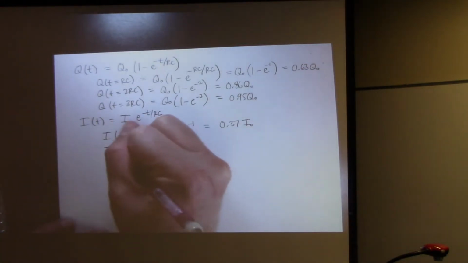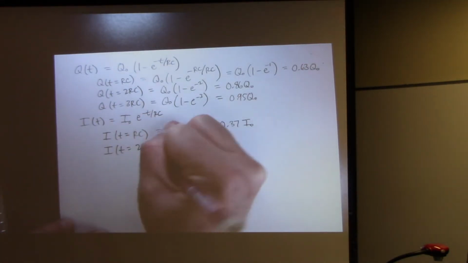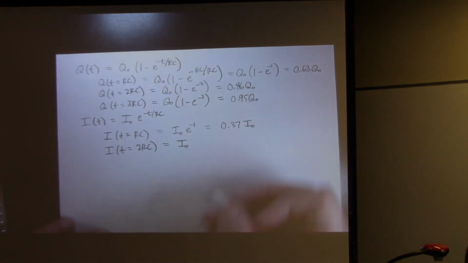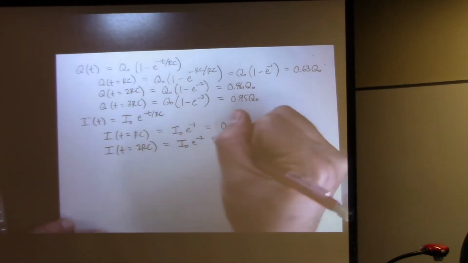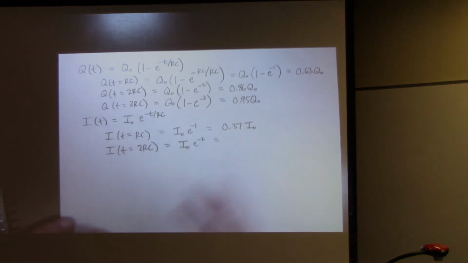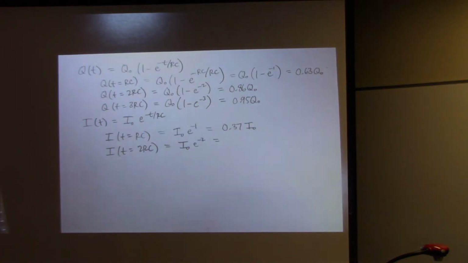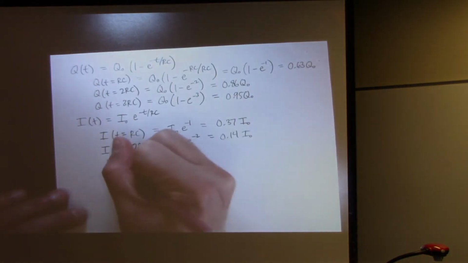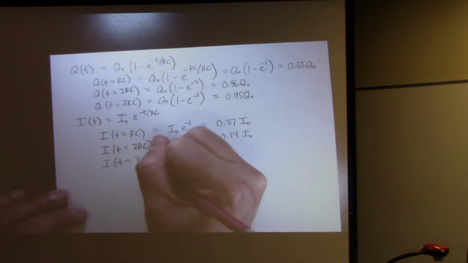Okay, what if I plug in 2 times RC? Well, that's going to be my I naught, that's the maximum current, e to the minus 2. So again, just punch that into your calculator, do e to the minus 2. You're going to get 0.14 I naught. And then do it for 3.